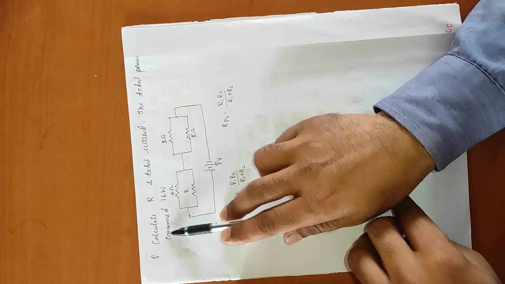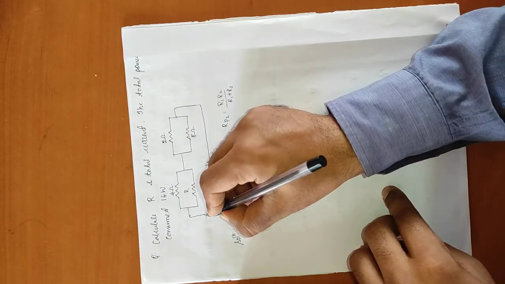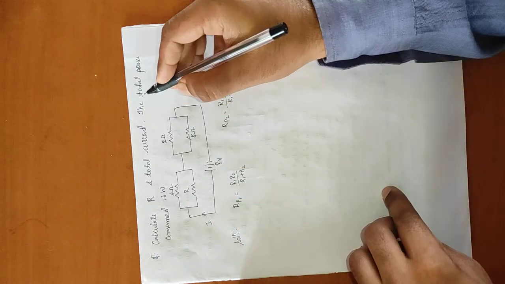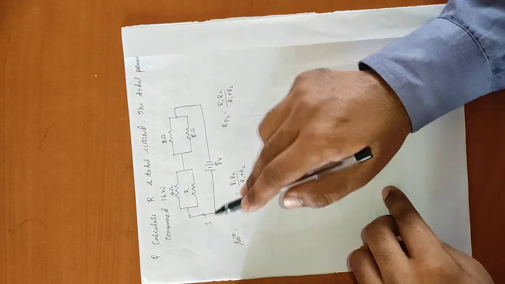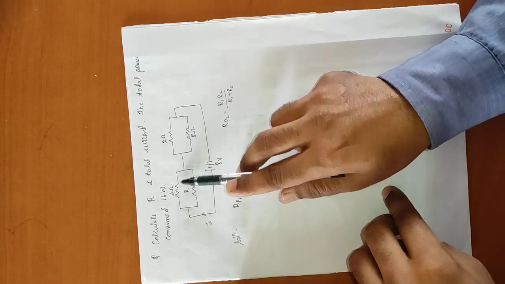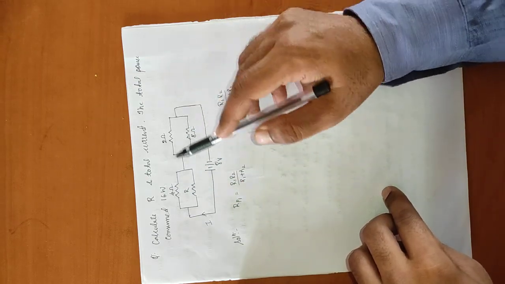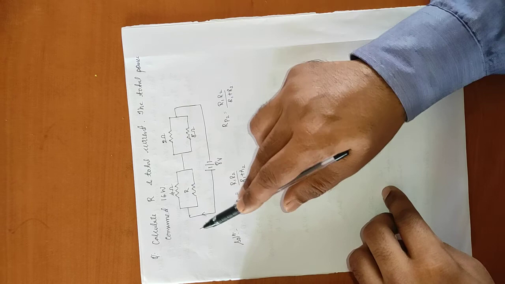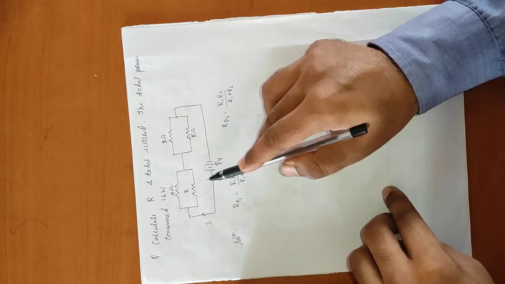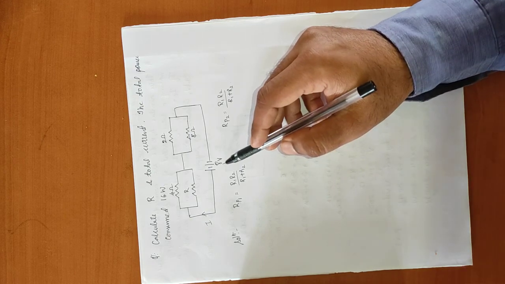Here we need to calculate the value of R and the total current I. The total power consumed by the whole circuit is 16 watt. There are two parallel combinations here. One is 4 ohm in parallel with R. The other is 2 ohm in parallel with 8 ohm. To this whole circuit there is a DC voltage source connected, which is giving 8 volt.